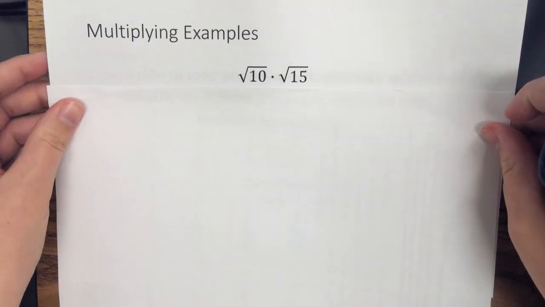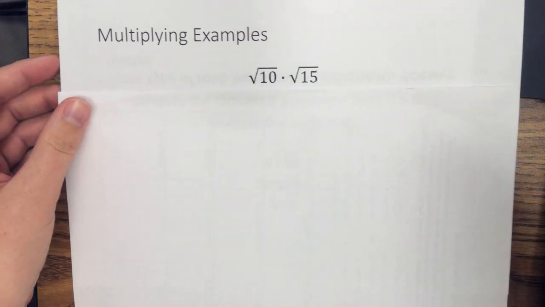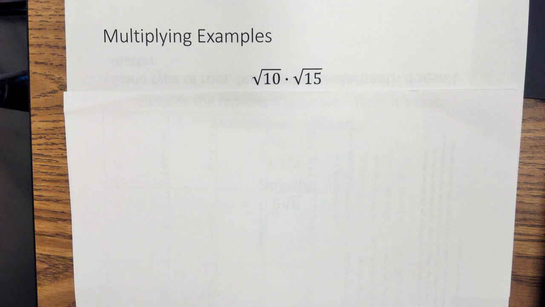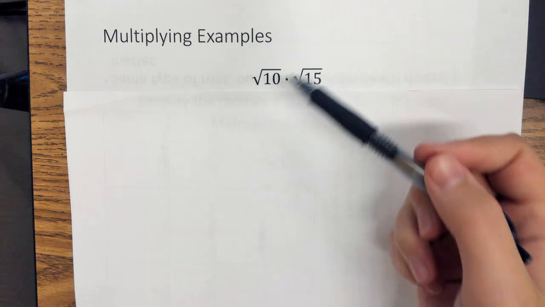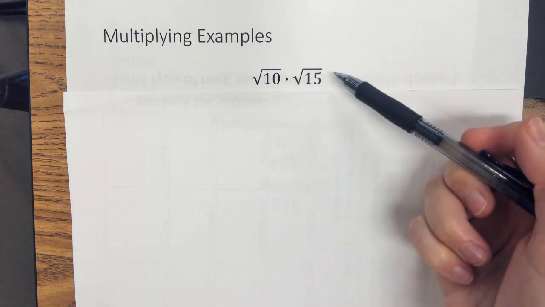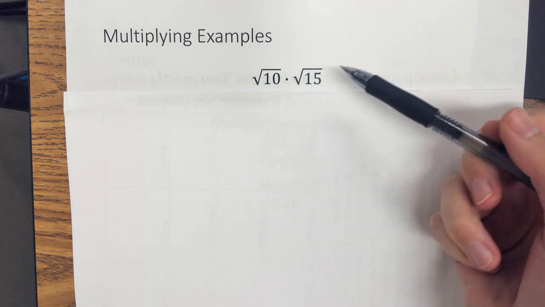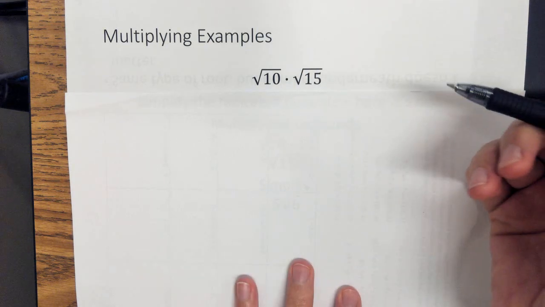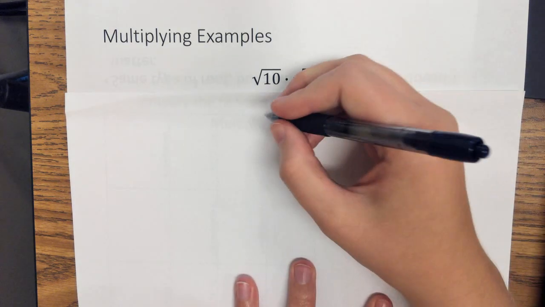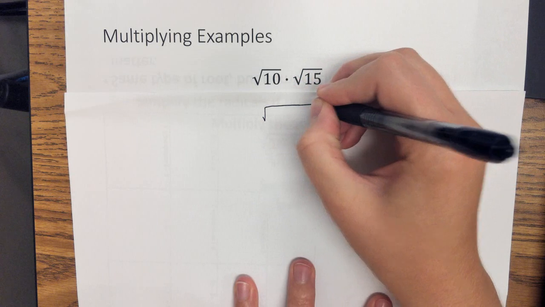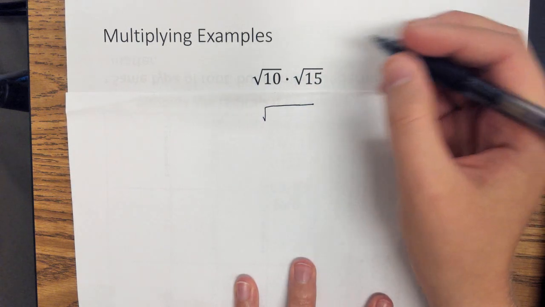So for example here, let's do the square root of 10 times the square root of 15. They're both square roots, so we're allowed to multiply them. You may want to simplify first if you can, but 10 is just 2 times 5, 15 is just 3 times 5, so I can't really simplify at this step. So all we're going to do is keep the square root, and we're going to multiply the insides.